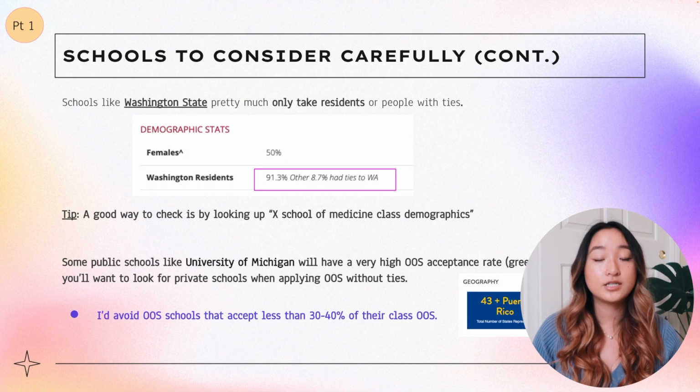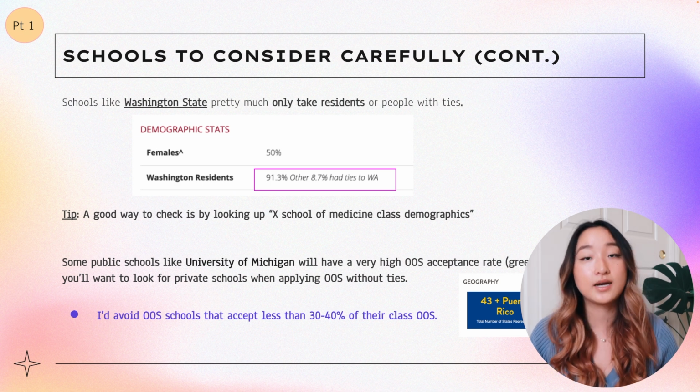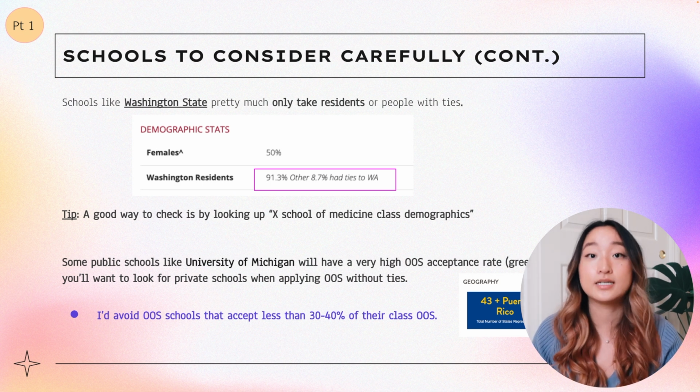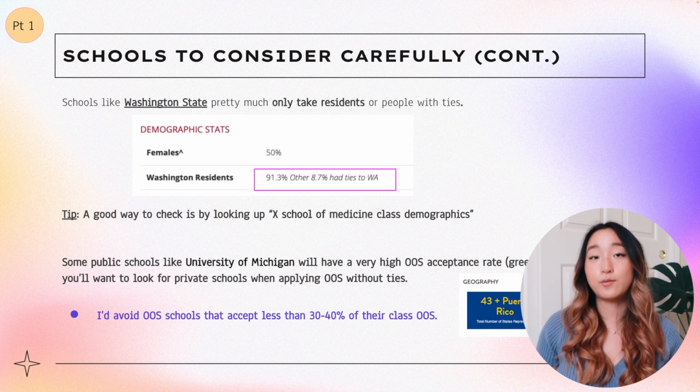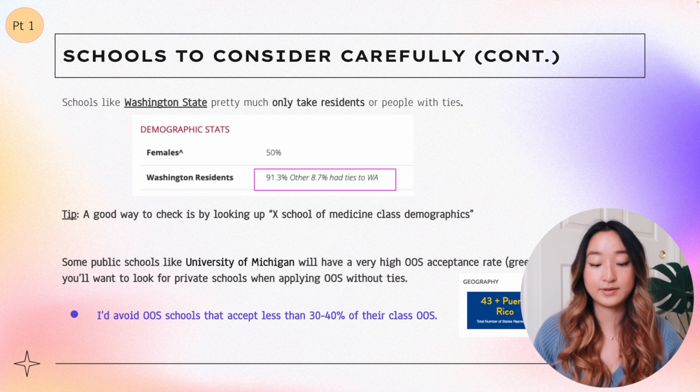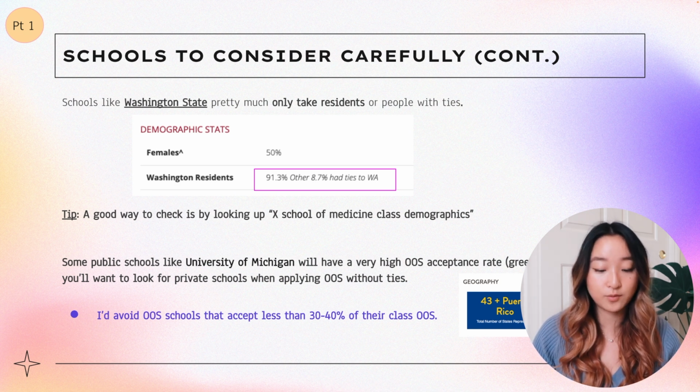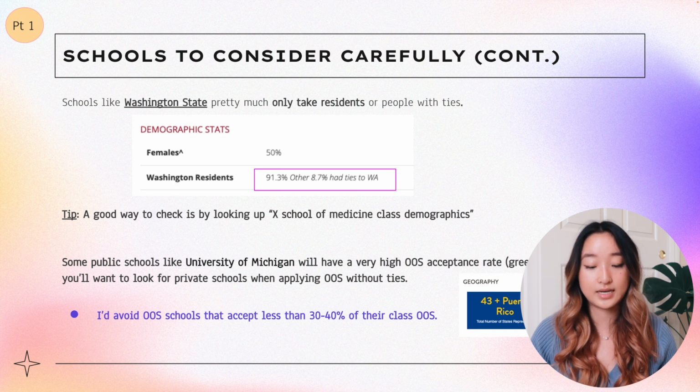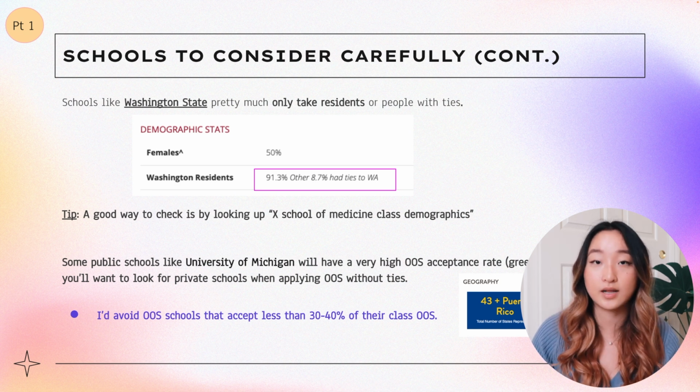Let's talk about in-state versus out-of-state schools. So usually when you're applying to your state medical schools, you have an in-state preference because you are a resident from that state. However, if you're applying to out-of-state public schools, usually you will have a bit of a disadvantage because of that in-state preference that exists for other applicants. Schools like Washington State pretty much only take residents or people with ties. So as you can see here, 91.3% of all of their matriculants were Washington residents, and 8.7% had ties to Washington in one of their class years.